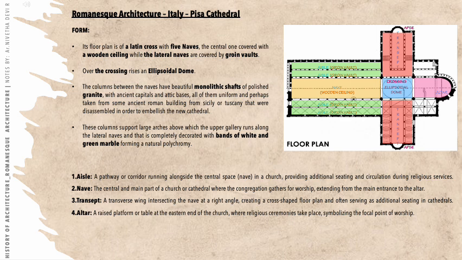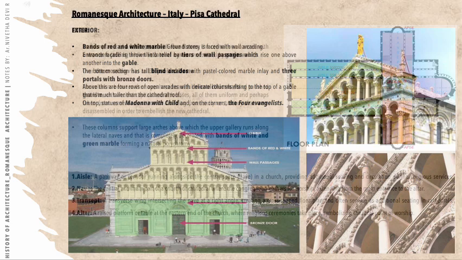Over the crossing rises an ellipsoidal dome. The columns between the naves have beautiful monolithic shafts of polished granite, with ancient capitals and attic bases, all of them uniform and perhaps taken from some ancient Roman building from Sicily or Tuscany that were disassembled in order to embellish the new cathedral. These columns support large arches above which the upper gallery runs along the lateral naves, and that is completely decorated with bands of white and green marble forming a natural polychromy.